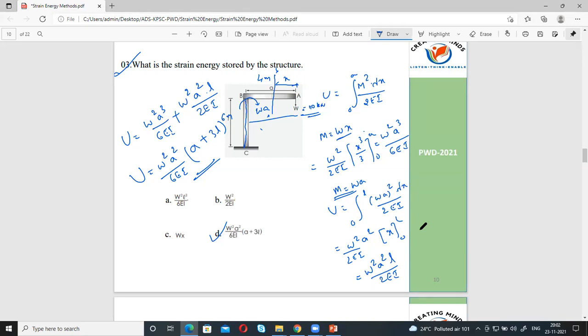This is a frame problem. Strain energy stored in the frame. Last problem is strain energy stored in the beam. Any doubts?